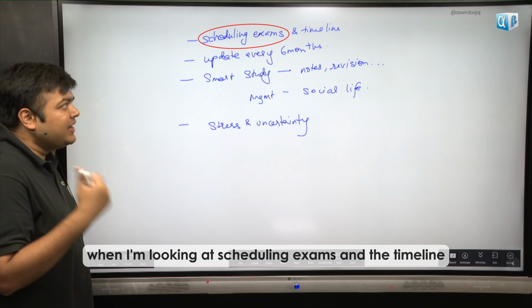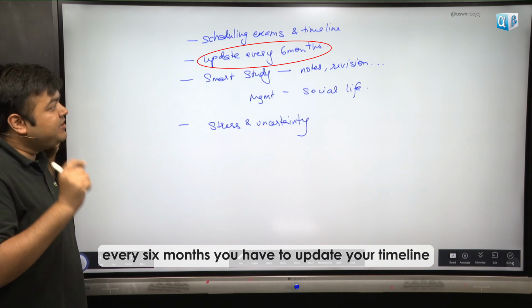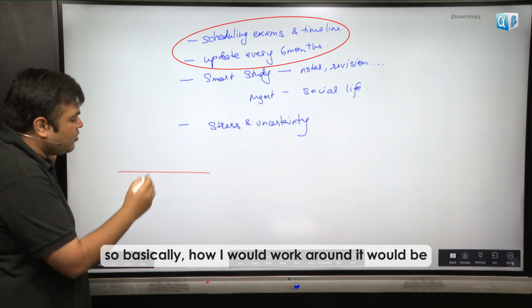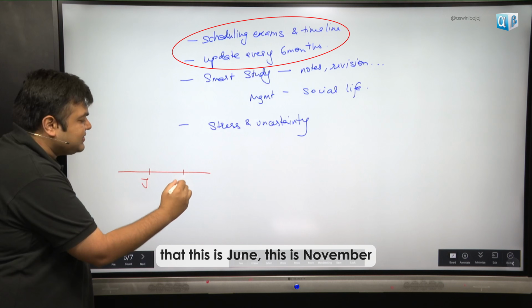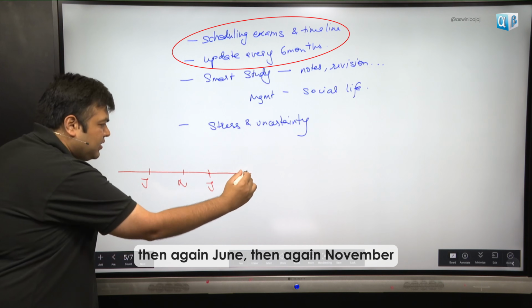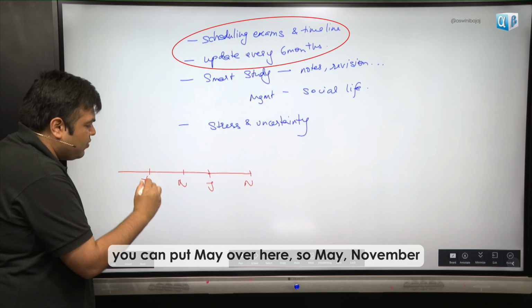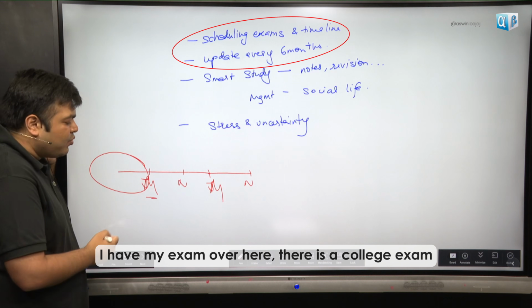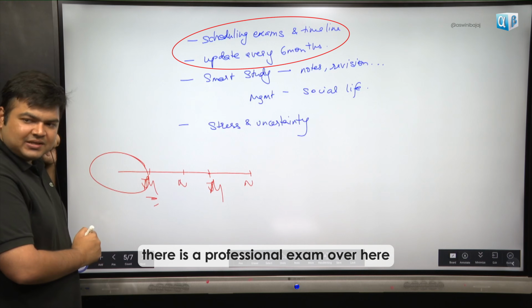When I'm looking at scheduling exams and the timeline, every 6 months you have to update your timeline. So basically how I would work around it would be that this is June, let's say this is November, then again June, then again November, you can put May over here. So May, November. So right now I've planned that, okay, I have my exam over here. There is a college exam. There's a professional exam over here.